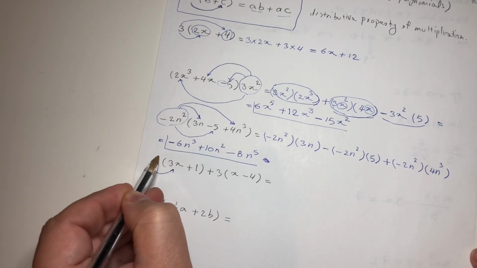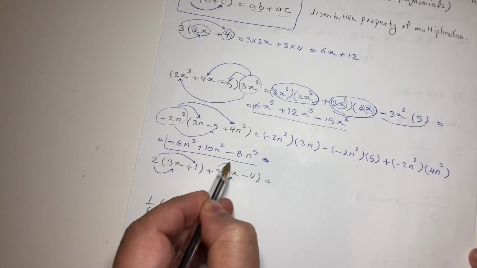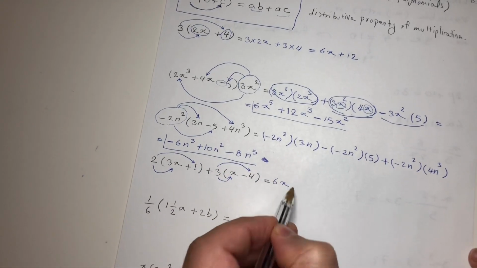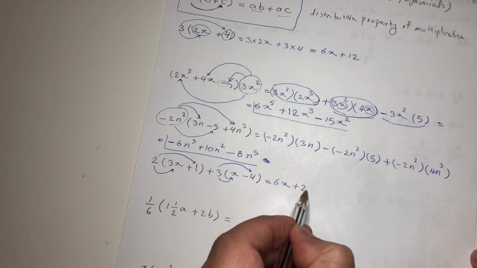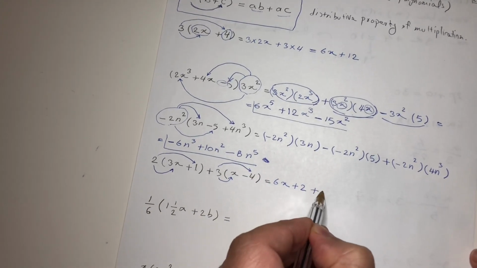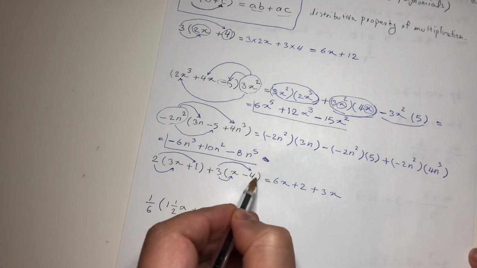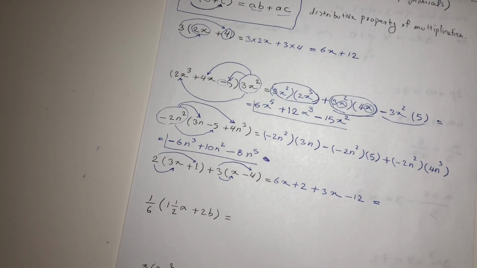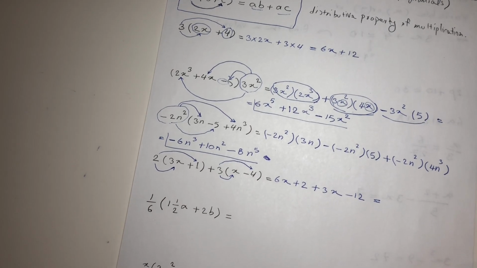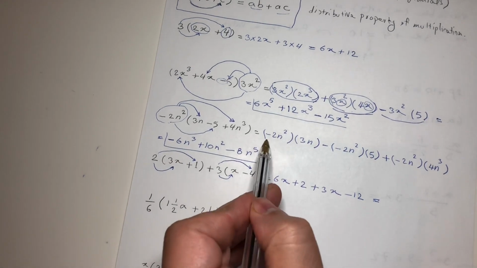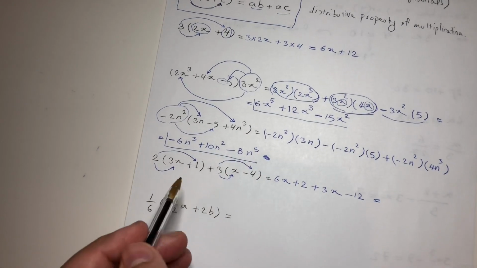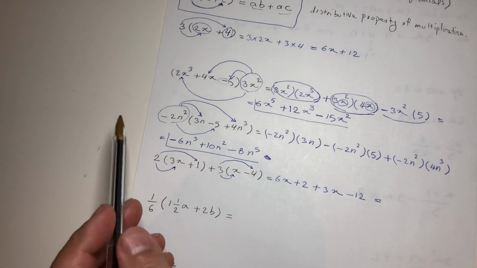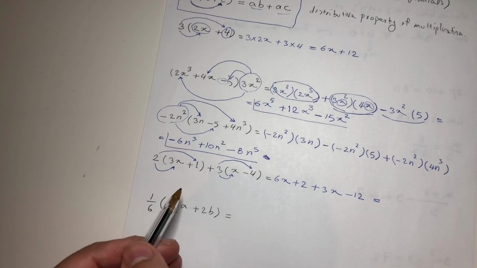Let's do this example. So again, we do the distribution here and distribution here. It would be 2 by 3x, 6x. 2 by 1 is 2. 3 by x is 3x. 3 by minus 4 is minus 12. I did it pretty quickly, and I hope it's okay for you. If you want, you can do like the previous example, but I did it in one step. So if you do more practice, you should be able to do it faster.